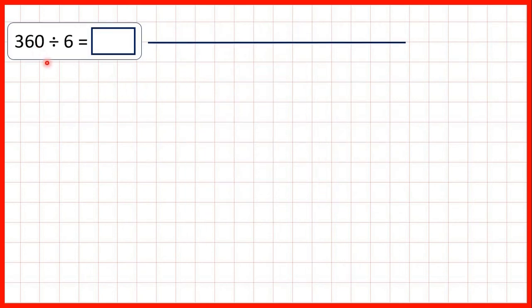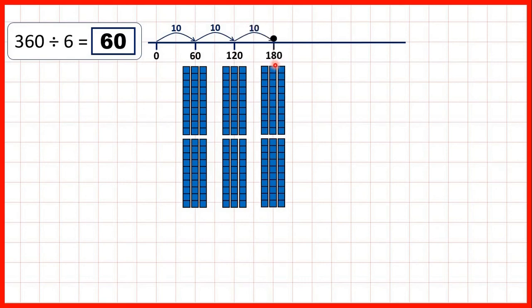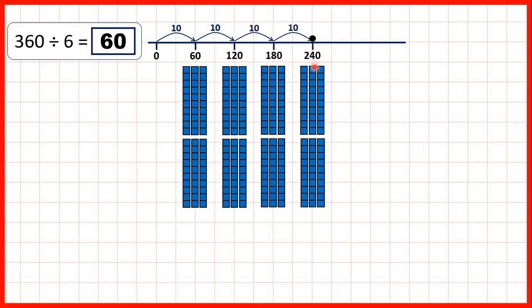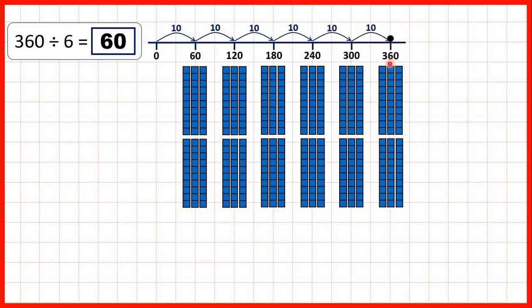Then, our next question was 360 divided by 6. That was 60 because 36 divided by 6 is 6, and then we need our end zero. On a number line, we can show this by counting up in steps of 10 times 6, so in steps of 60. We have 60, 120, 180, 240, 300, and then 360. So we made 6 jumps of 10 times 6, so that's 60 jumps altogether.